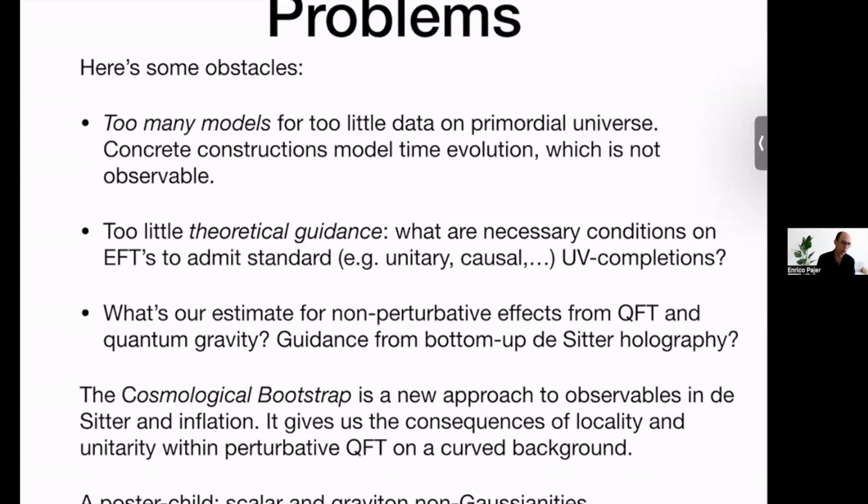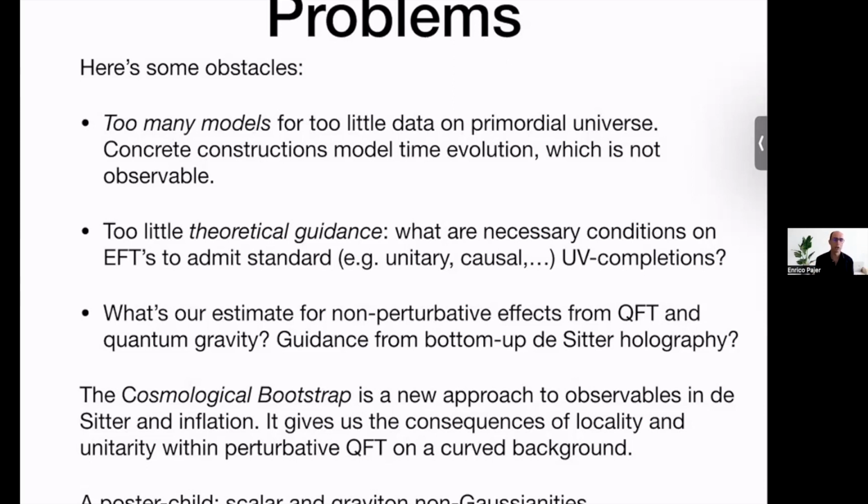More relevant for theorists is that we also have very little theoretical guidance as to which models are consistent. We have a hard time telling which models in curved spacetime, in de Sitter for example, admit unitary, causal, consistent UV completions. We just don't have the rules yet. And even less do we understand aspects of quantum gravity that we understand in other maximally symmetric spacetimes, such as AdS, but in de Sitter, the problem has so far been elusive.